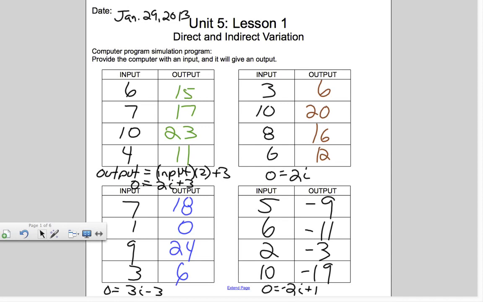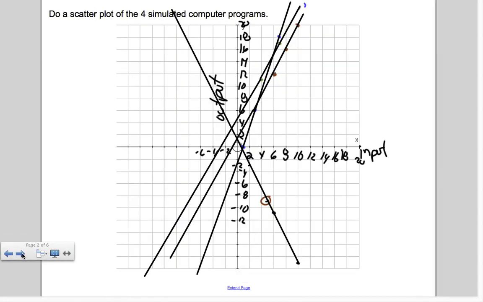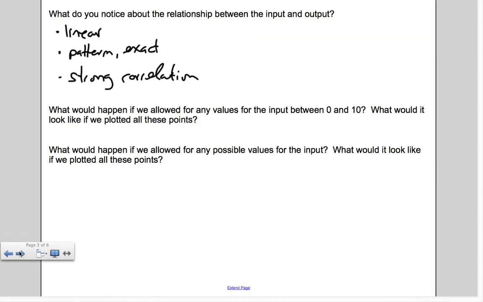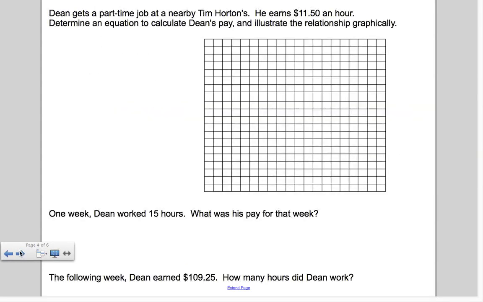So how is this going to make practical use of this? Let's say I ask you this question. Dean gets a part-time job. Can't be this Dean, because this Dean actually does work. So Dean gets a part-time job at a nearby Tim Hortons. He earns $11.50 an hour. So determine an equation to calculate Dean's pay and illustrate the relationship graphically.